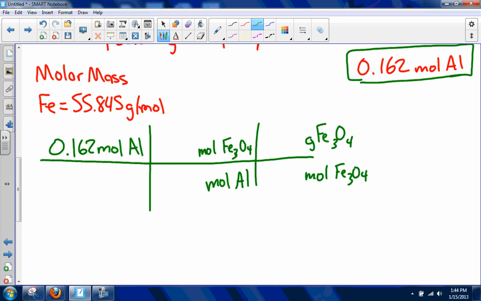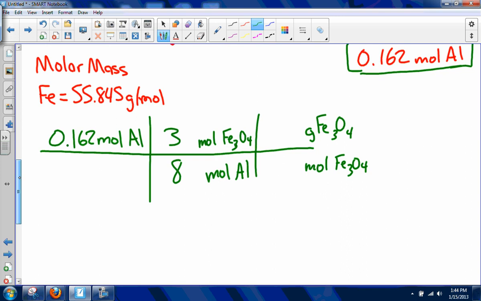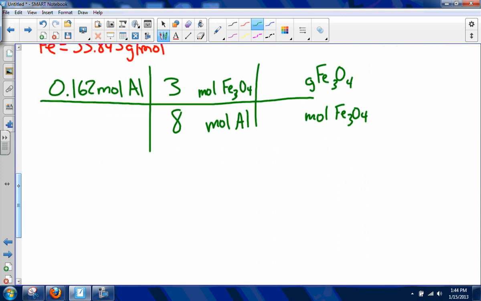Okay. I've got to fill in my mole ratio. So what number was in front of Fe3O4? And what number was in front of Al? 8. And that last one's grams and moles. That's called molar mass again. So we got to calculate it. Molar mass.